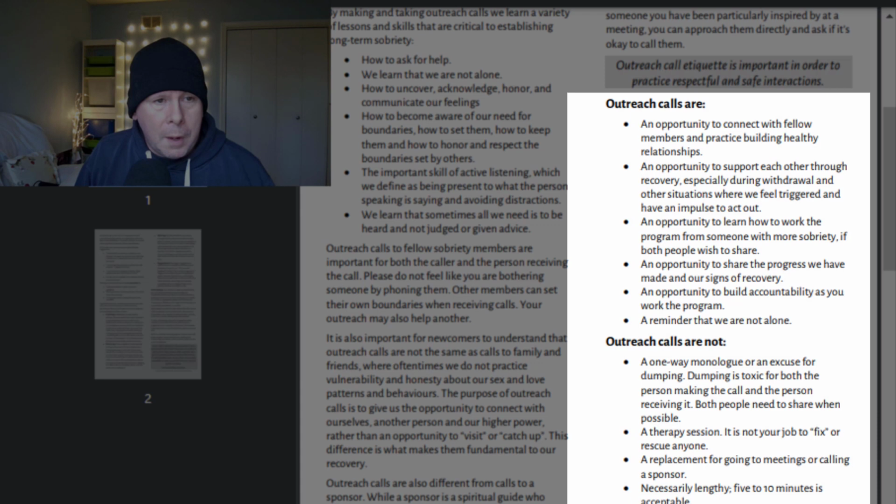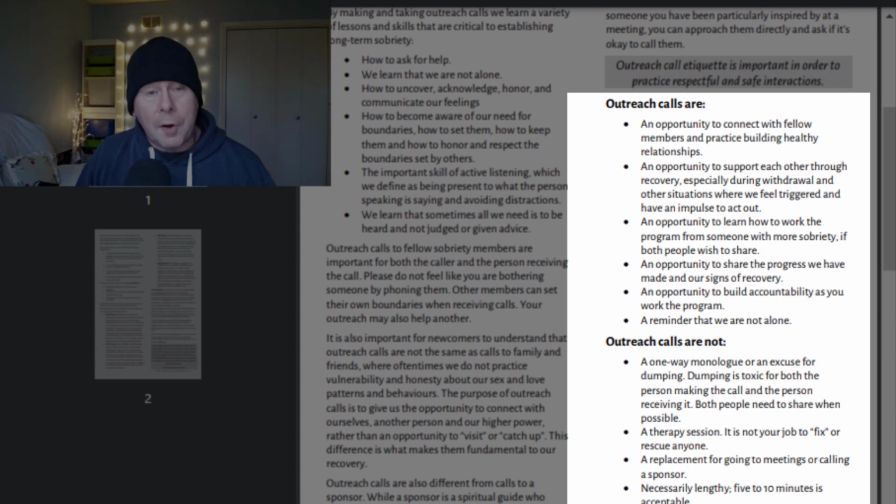So just quoting here, outreach calls are an opportunity to connect with fellow members and practice building healthy relationships, an opportunity to support each other through recovery, especially during withdrawal and other situations where we feel triggered and have an impulse to act out, an opportunity to learn how to work the program from someone with more sobriety if both people wish to share, an opportunity to share the progress we have made and our signs of recovery, an opportunity to build accountability as you work the program, and a reminder that we are not alone.